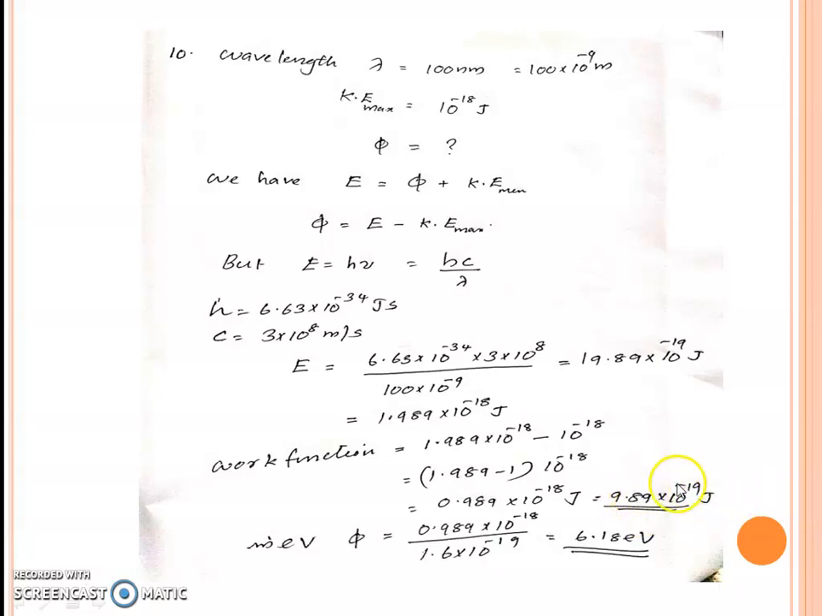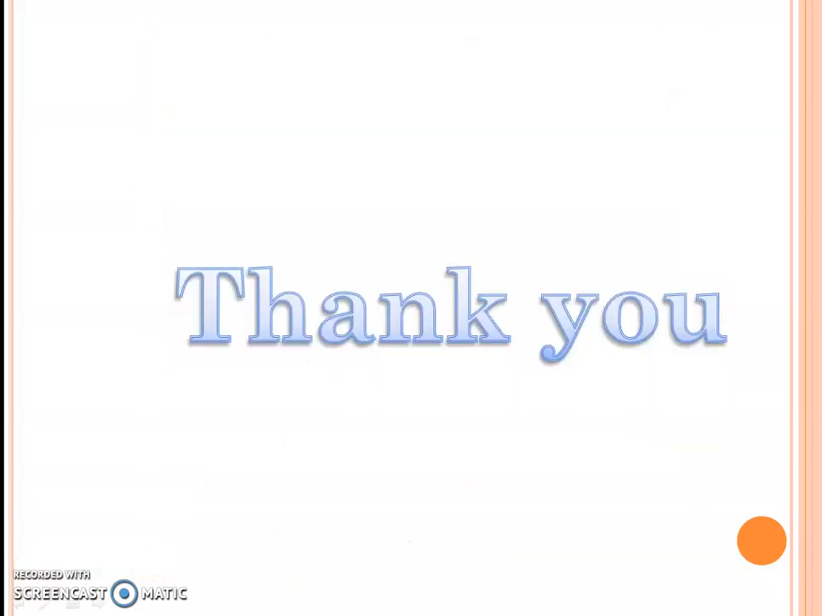Now we can stop here, and if required, we can convert it into electron volt. To convert into electron volt, we have to divide by 1.6 into 10 raised to minus 19. Then we will get the work function in electron volt unit. In electron volt, phi is 6.18 electron volt. Now we solved almost all the problems in this part. So hope that all of you got all the problems, and hope that you can solve any other problems in this chapter. Thank you.